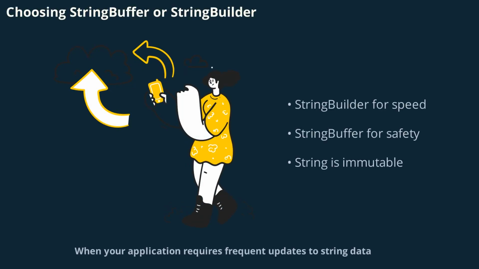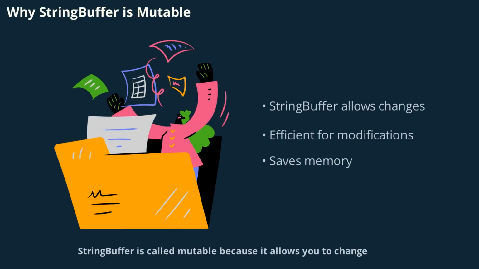When your application requires frequent updates to string data, using String is inefficient due to its immutability. Instead, you should use StringBuffer or StringBuilder. If thread safety is essential, StringBuffer is the right choice. But if you're working in a single-threaded environment and need better performance, StringBuilder is recommended because it avoids the overhead of synchronization.